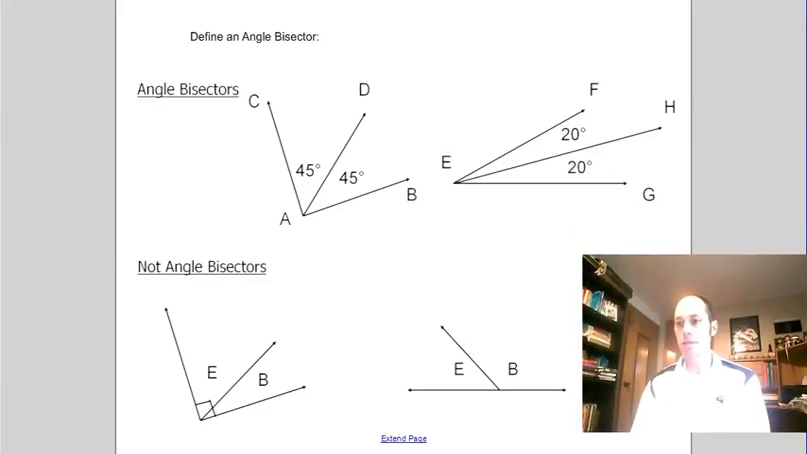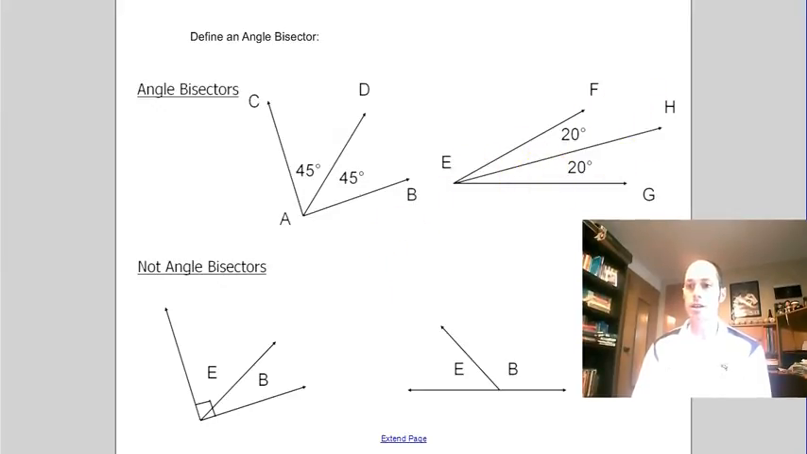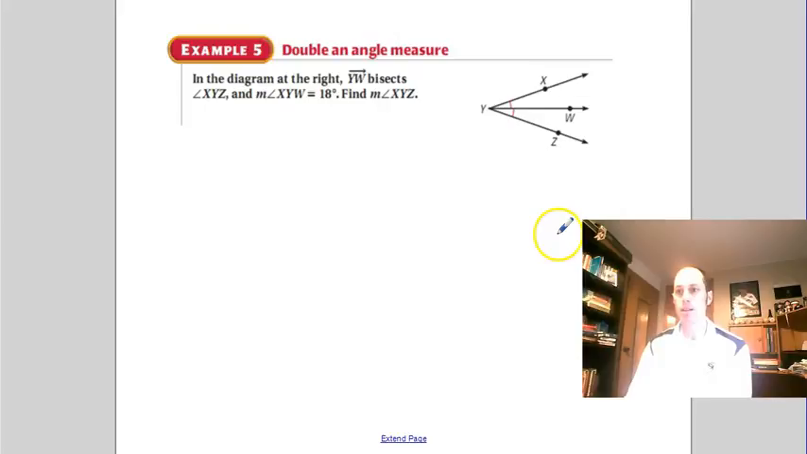Angle bisector: just like a segment bisector splits a segment in half, hopefully you can figure out what angle bisectors do. Segment AD is the angle bisector. Segment EF is the angle bisector. You can see that this segment is not an angle bisector, neither is this one. So if we define an angle bisector, it's a segment that splits an angle in half, or creates two congruent angles.